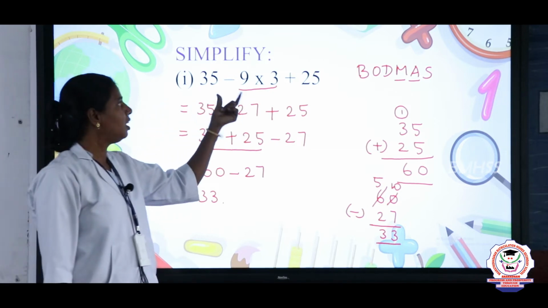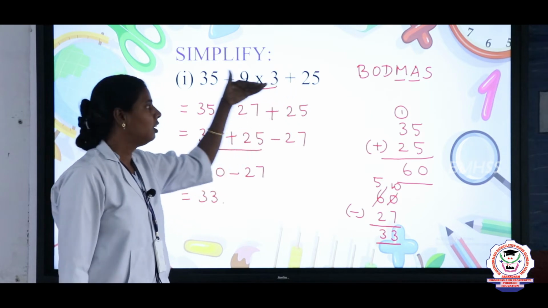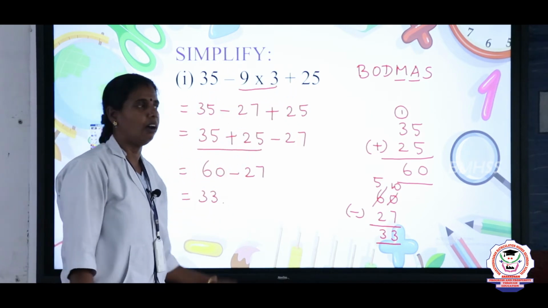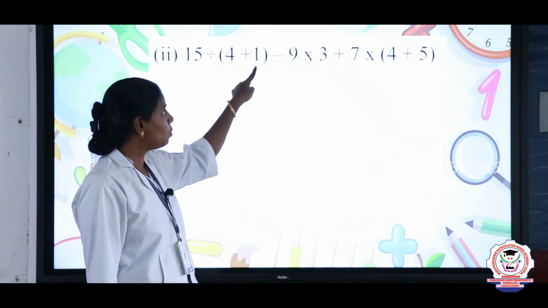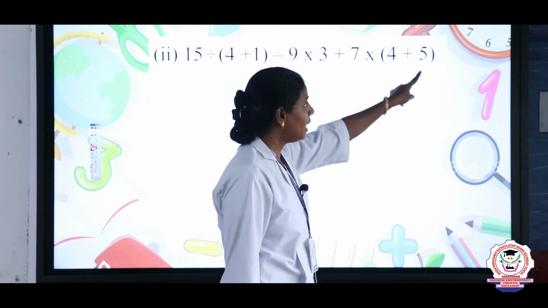So, is it clear how to simplify? In the expression here, 3 operations are given: subtraction, multiplication and addition. So, step by step we want to solve this to get the answer. Is it clear? The next sum is 15 divided by, in brackets, 4 plus 1, minus 9 into 3 plus 7 into, in brackets, 4 plus 5.